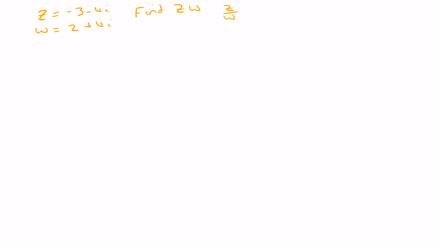So we'll start off with zw. As we did before, -3 minus 4i multiplied by 2 plus 4i. And that gives us -6 minus 12i minus 8i minus 16i squared, which then translates to 10 minus 20i.